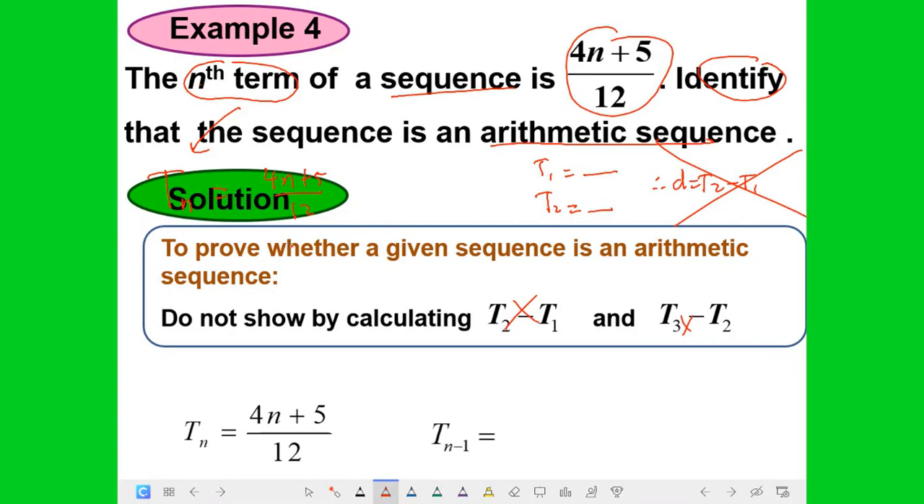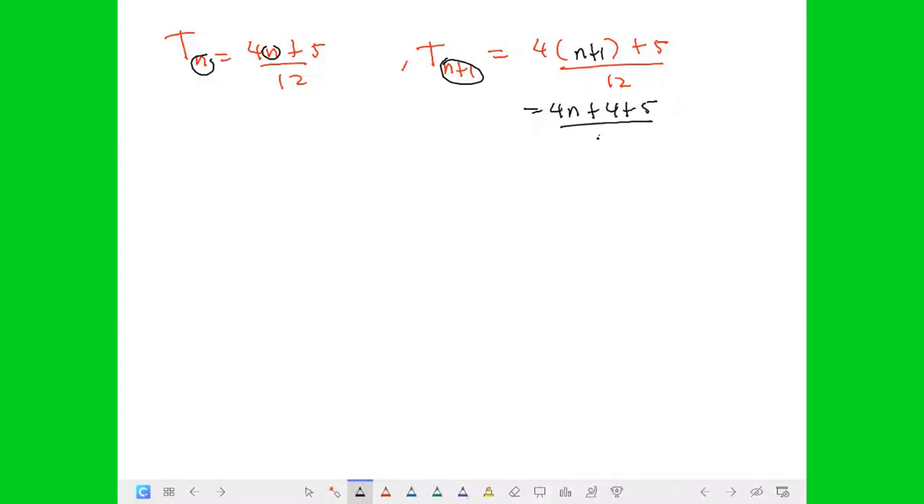Okay, how to do it? I will do it here. Tn is 4n plus 5 over 12. So you need to show D in terms of something. Find Tn plus 1, the next number. If this is T1, here is T2, the next number. Substitute the n with n plus 1. Earlier this was n, so now n changes to n plus 1. Is equal to 4n plus 4 plus 5 over 12, which is 4n plus 9 over 12.